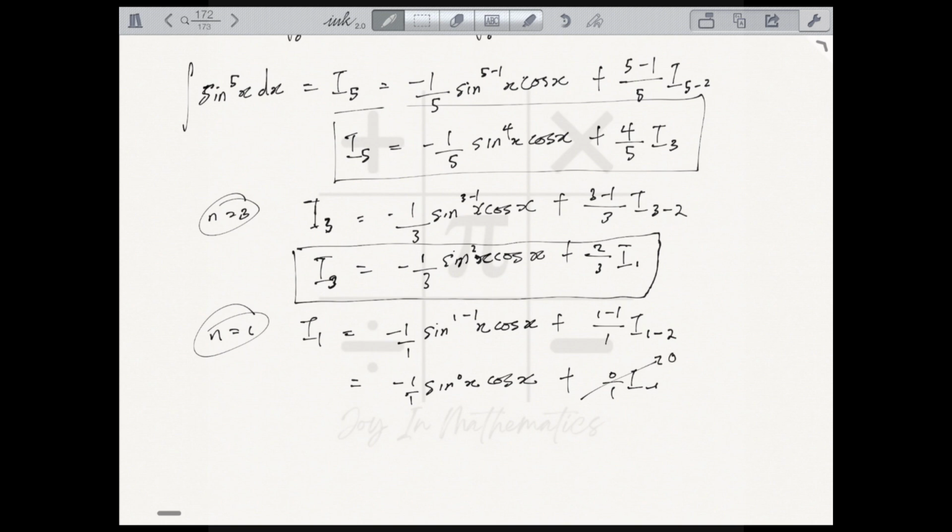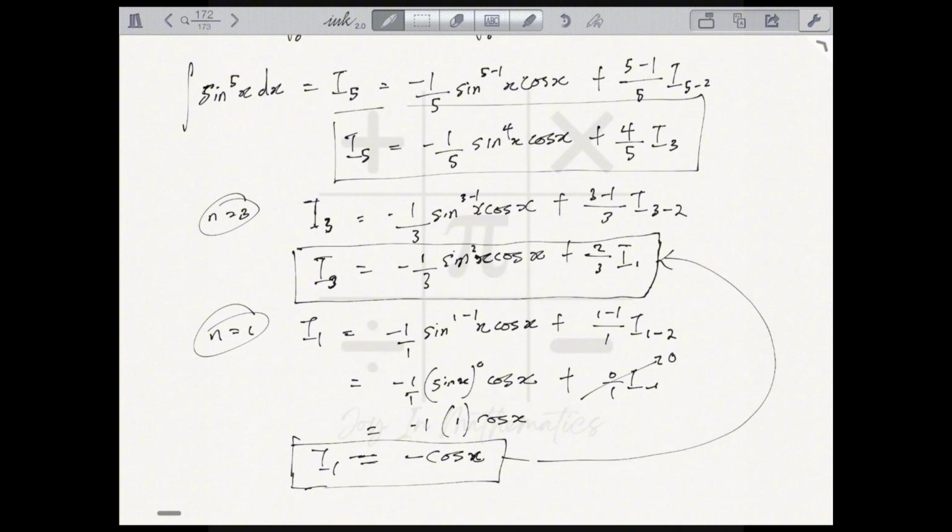And we know that sine raised to power 0 x can be written as sine x raised to power 0, and anything raised to power 0 is 1. So this gives us minus 1 into 1 of cos x, and we understand this will give us minus cos x. So I1 is equal to minus cos x. Now to get I5, which is the question we are attending to, we make substitution of I1 into I3 and make substitution of I3 into I5.